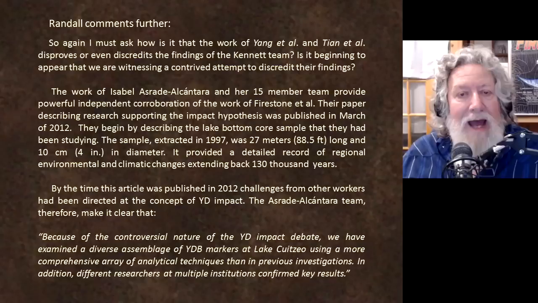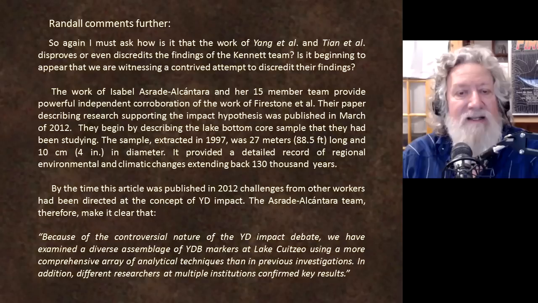Now go back and think of what Boslough said. You see? He misrepresented their work. There were no spikes at the boundary. And there obviously were. So again, I have to ask, how is it that the work of Yang et al. and Tian et al. disproves or even discredits the findings of the Kennett team? Is it beginning to appear that we are witnessing a contrived attempt to discredit the findings of the Kennett team?